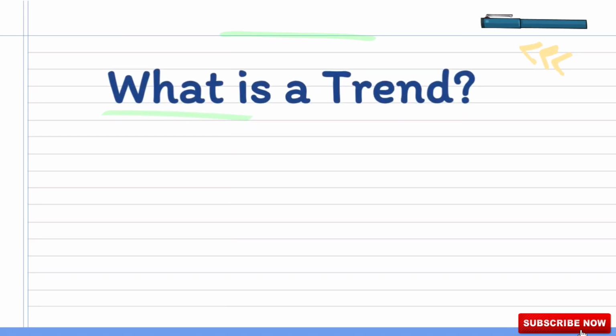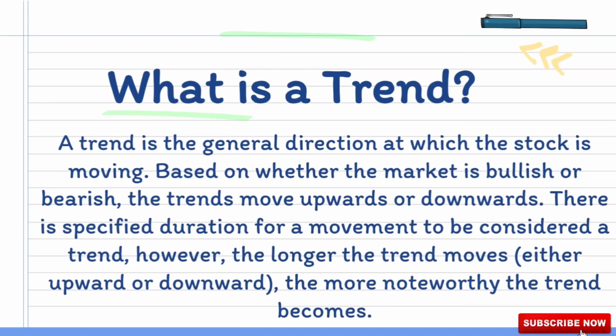So, what is a trend? A trend is the general direction in which a stock is moving, based on whether the market is bullish or bearish. Trends move upwards or downwards. There is a specified duration of movement to be considered a trend. However, the longer the trend moves, either upward or downward, the more noteworthy the trend becomes.